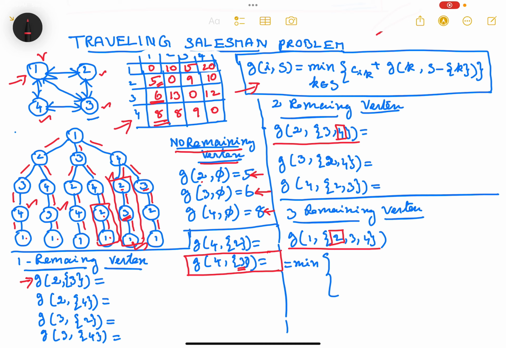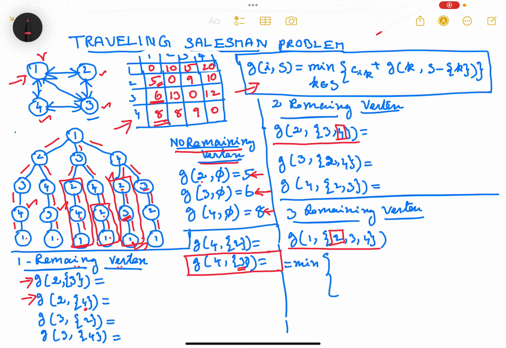Then similarly, the next one available here: as of now, we are finding the shortest path from 2 to 1 only. Here the intermediate vertex is 4, so that is going to be found here, g of 2 comma 4. So this 4 represents the intermediate vertex or city in between 2 and 1. We are calculating all the shortest paths with one remaining vertex, or one intermediate city.